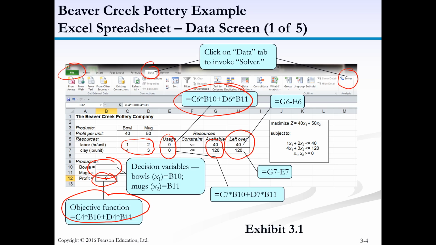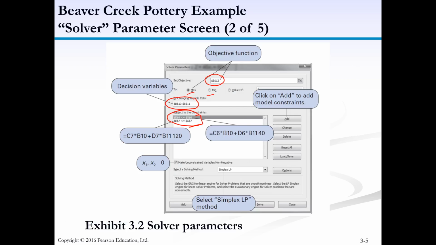that the usage should be less than or equal to 40 for labor hours, and the clay usage over here is less than or equal to 120. We have to give the reference to the cells as shown over here. These are the cells, and we fill this up by adding the constraints from here. And then we select this non-negativity option, which makes unconstrained variables non-negative.